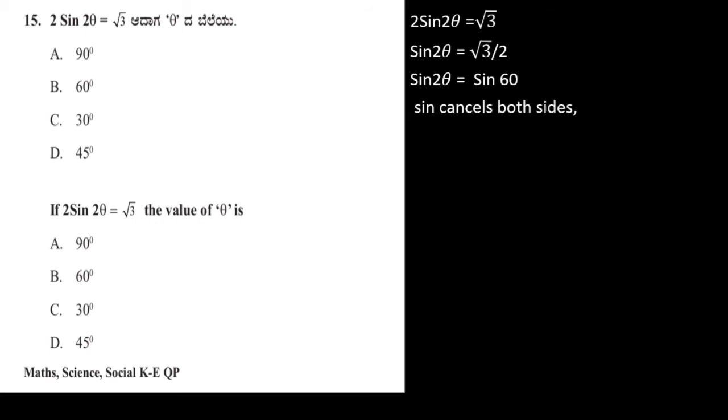So that's why directly I am doing it here. So sin gets cancelled on both sides. What will I get? 2 theta is equal to 60 degrees. Now I will take that 2 down. I will get theta is equal to 60 by 2. Then theta is equal to 30. By dividing we will get 30. Therefore answer C, 30, is the correct one.